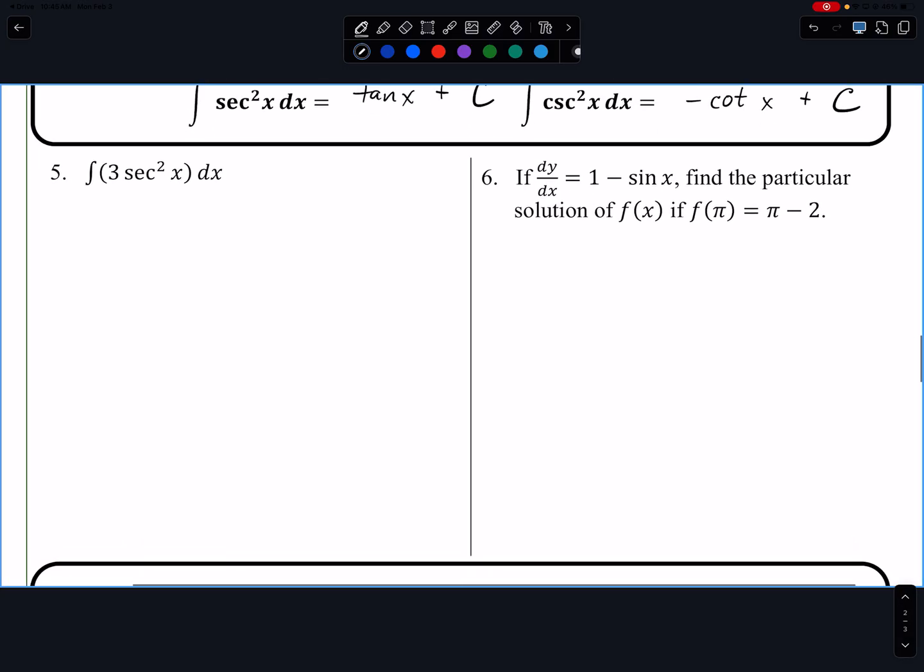Problem number 5. I really want to train you guys on this, especially when we get to U sub, because this will make your life easier. Trust me. Whenever you have a constant, what should we do with the constant? Take it out. So I could rewrite this as 3 times the integral of secant squared x dx. Whose derivative gives me secant squared? Tangent. So if I integrate this, this is going to be 3 times the antiderivative, which is tangent. So this is just going to be 3 times tangent of x plus c.